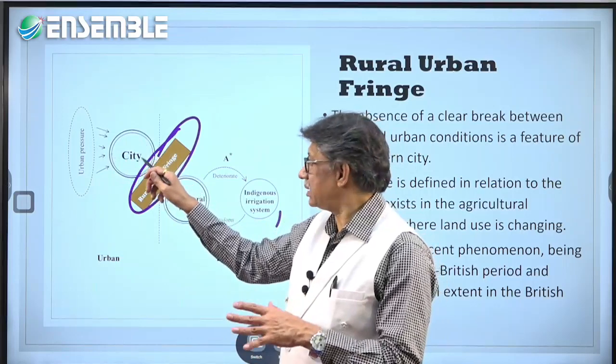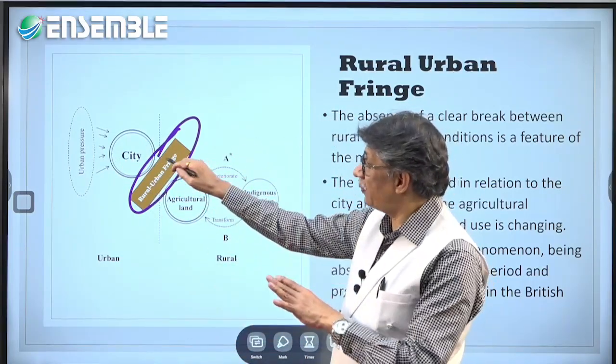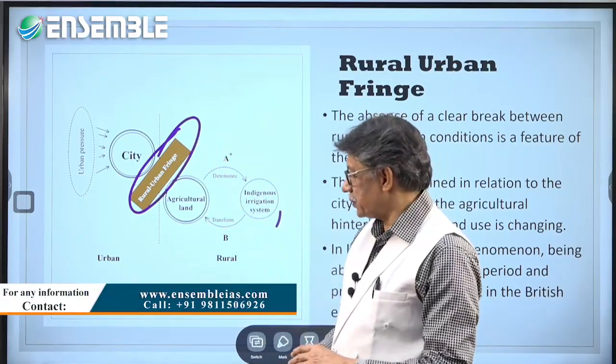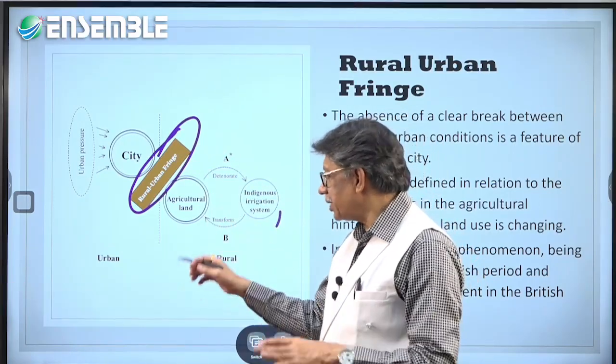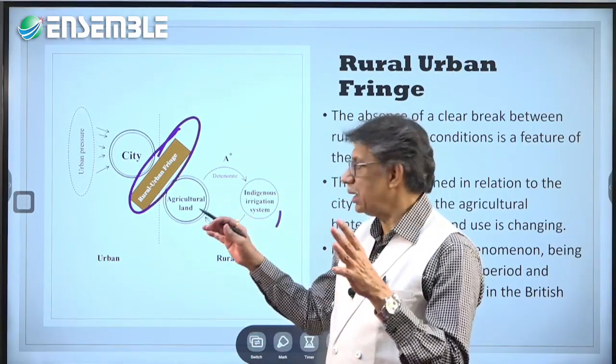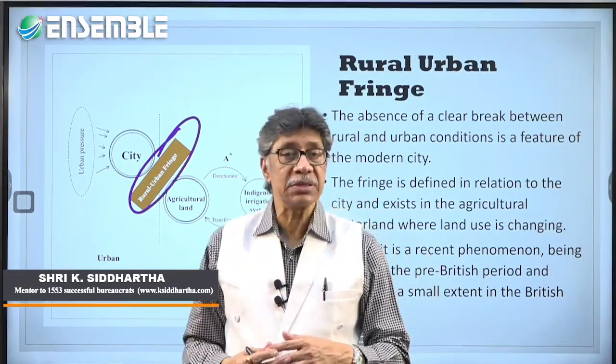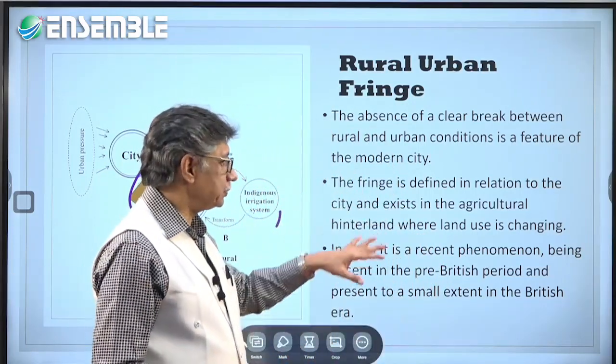This is the main city, this is the rural area, and this is the fringe area, that means the transitional zone. It will have agricultural land, it will have an indigenous irrigation system, everything will be indigenous. And it is in these regions that most of them will start getting mixed up.